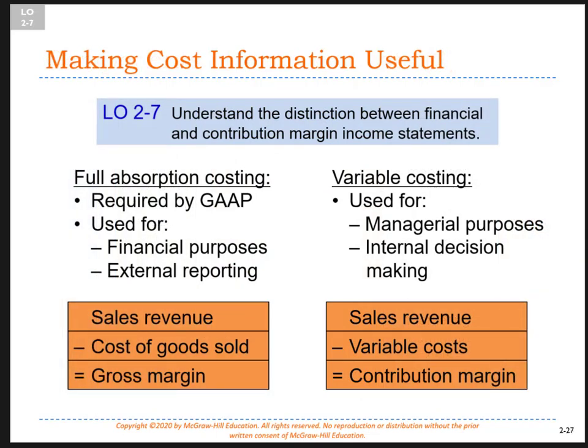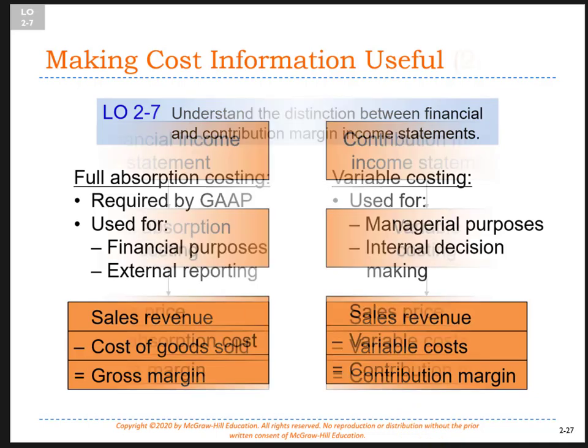So, as we mentioned earlier, full absorption is required by GAAP, used for financial purposes and external reporting, variable for internal. And notice this, sales revenue minus variable cost equals contribution margin instead of gross margin. If it's sales minus cost of goods sold, it's gross margin. If sales minus variable cost, it's contribution margin. What does it contribute to covering our fixed costs?